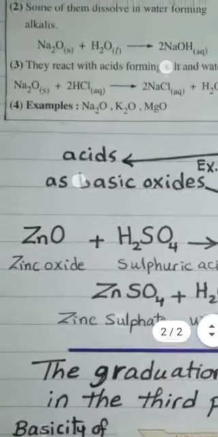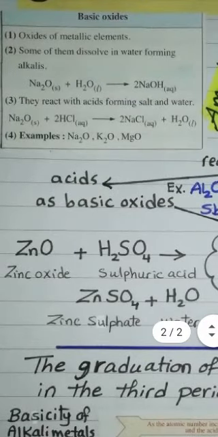Third point of comparison. Basic oxides react with acids, forming salt and water. For example, sodium oxide Na2O as a basic oxide reacts with acids like hydrochloric acid HCl to produce sodium chloride NaCl as a salt, and water is formed.